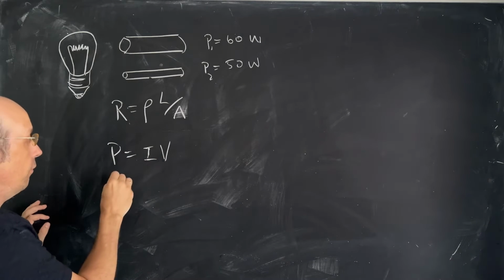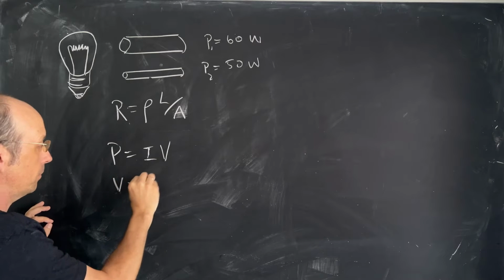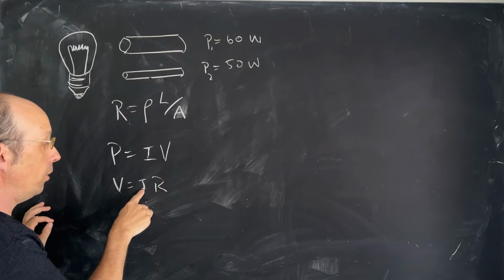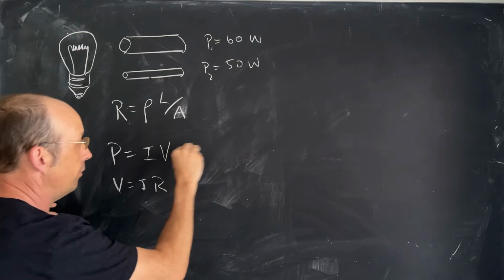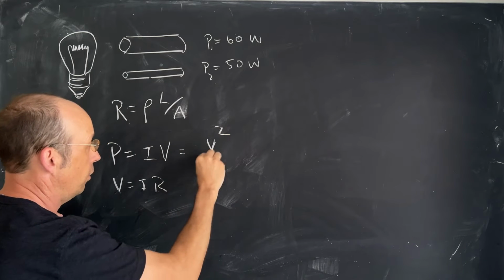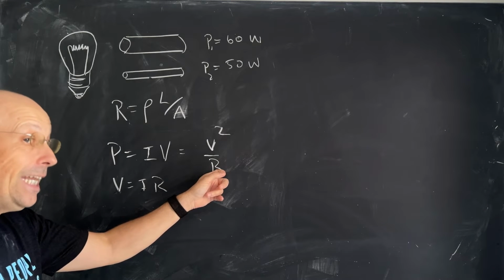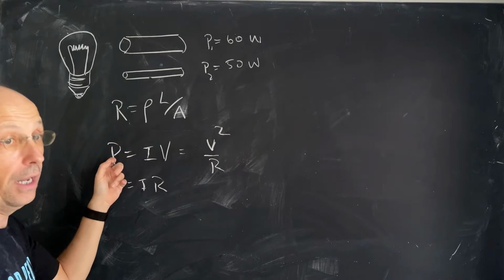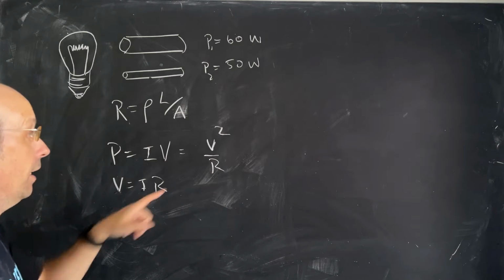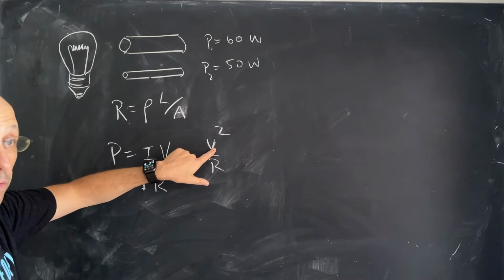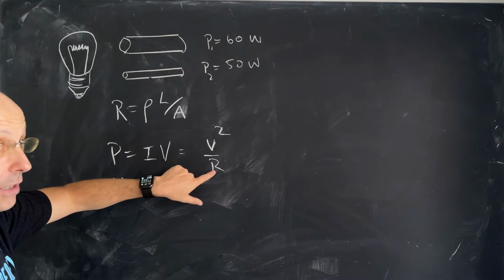Let's use V equals IR, and I'm going to put in I as V over R. So this is going to give me V squared over R for the power. So that means that if the resistance increases, I'm going to have less power. And that is indeed what we're having here. So the voltage is the same, but the resistance changes.